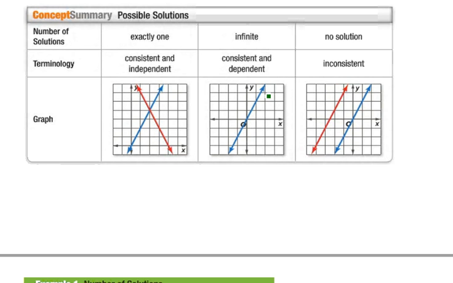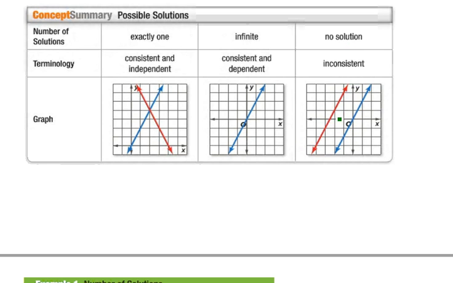So sometimes we actually have 2 equations that form the same line. Many times one equation is written in slope-intercept, the other's in standard form, but they are the same equation. That is called consistent because we do have solutions. We just happen to have an infinite amount of them. But it is dependent because that line is the same line. It's dependent on itself.